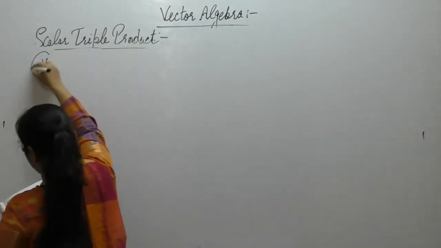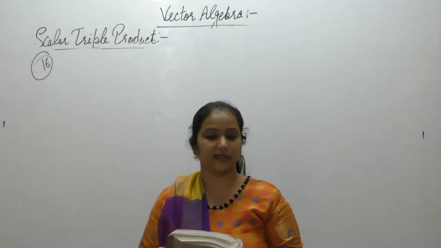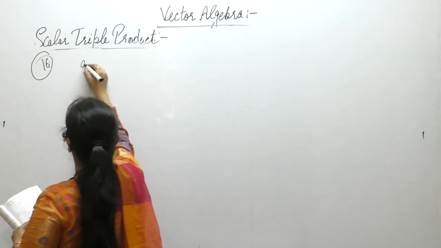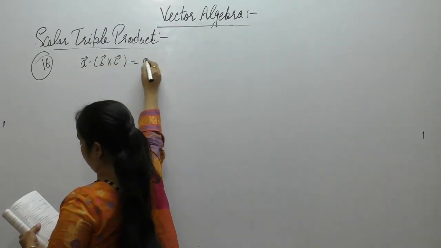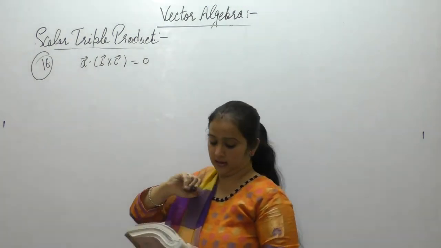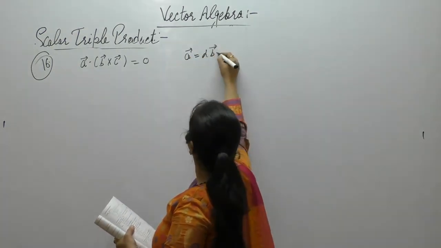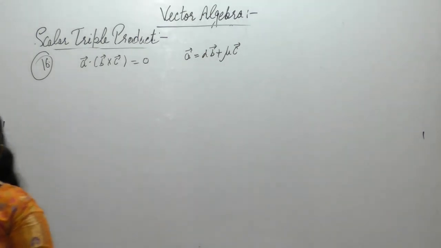Next one is, let A vector, B vector and C vector be three non-zero vectors. If A vector dot B cross C is 0 and B vector and C vector are not parallel, then prove that A vector is lambda B plus mu C, where lambda and mu are some scalars.